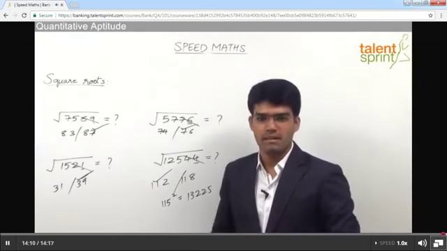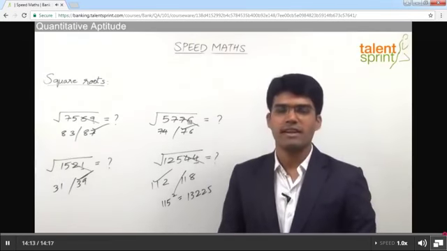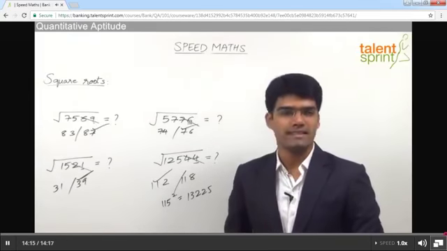Practice well on this technique and make sure that next time when you're supposed to find out a square root, you don't spend more than 3 seconds to get the answer.